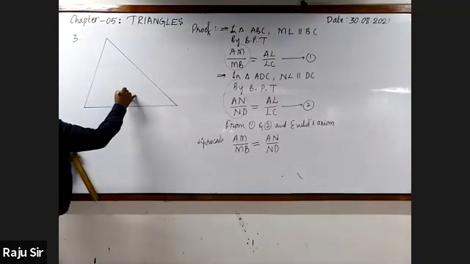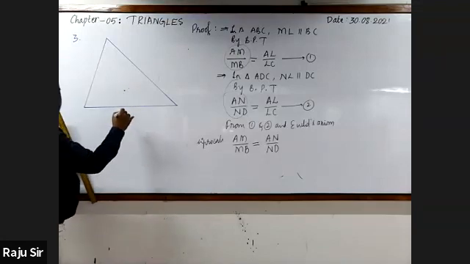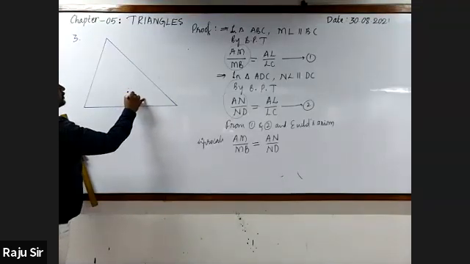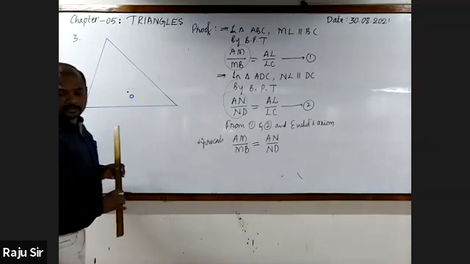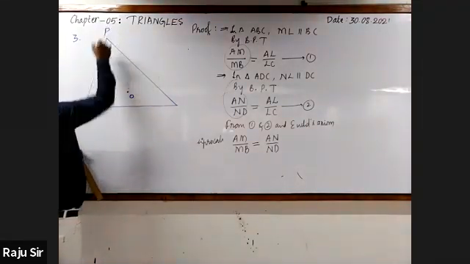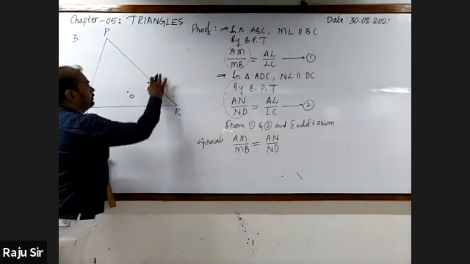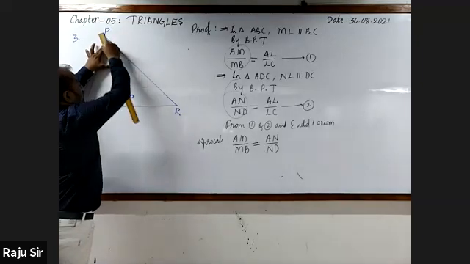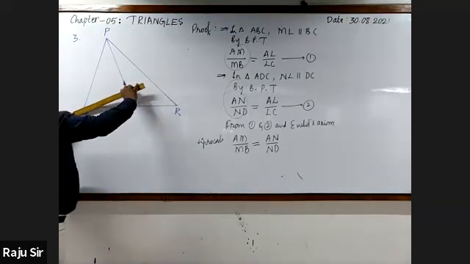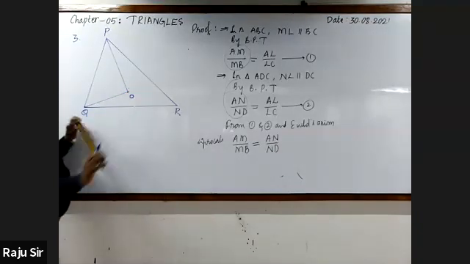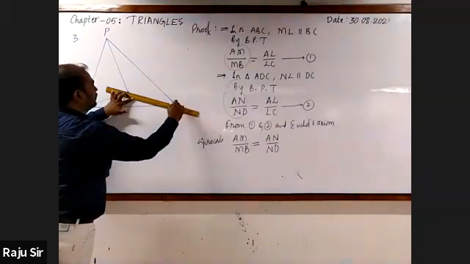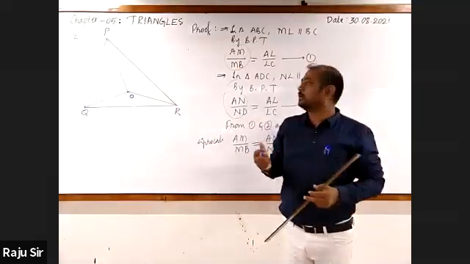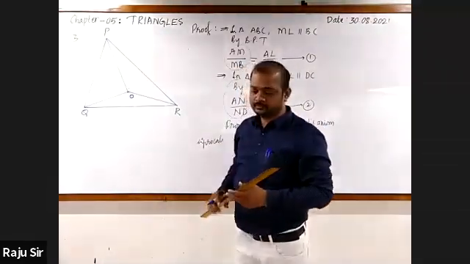Inside the triangle, I'm going to mark a point. Mark the point here, call it as O. And name the triangle as P, Q, R. PQR is a triangle. Then join PO, QO, RO. The statement given in the textbook, just by recalling that, I'm drawing the figure.